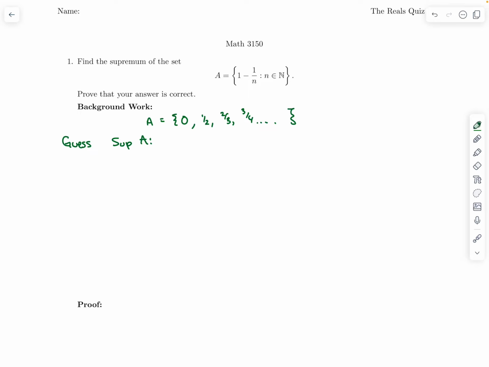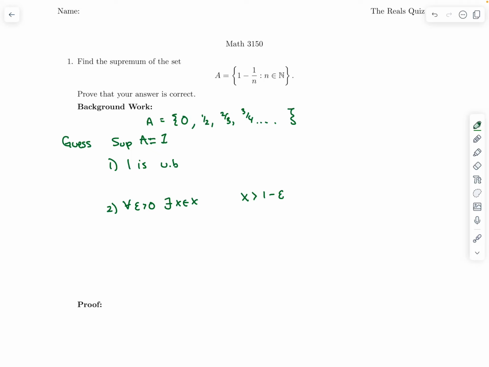Then to show that, I have to show two different things. So we're going to use this supremum analytic theorem. First, I want to show 1 is an upper bound. And second, I want to show anything less than 1 is not an upper bound. So for every epsilon greater than 0, if I take 1 minus that epsilon, it's not an upper bound, which means there has to be something in the set. There exists something in the set which is bigger than 1 minus epsilon.